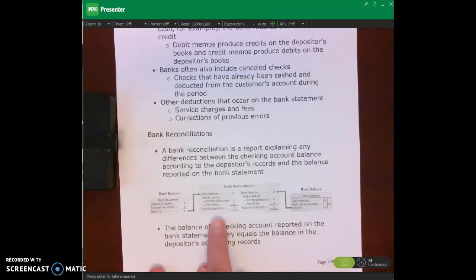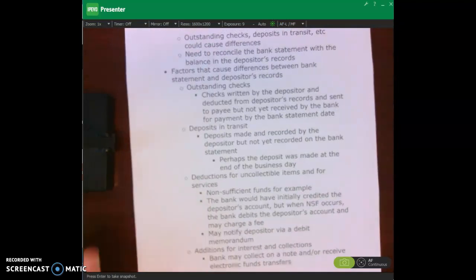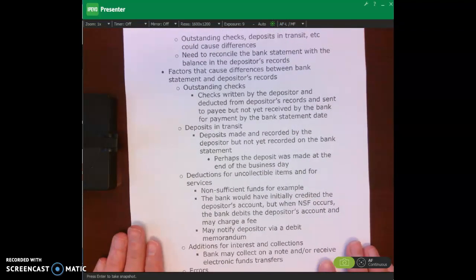And to get to our adjusted book balance in the general ledger, we may have to do some journal entries. Okay, now let's talk about why the balance in our checking account can be different from the balance in our general ledger. It's rarely going to be the same. Why is that? We have some factors on this next page that explain the differences.